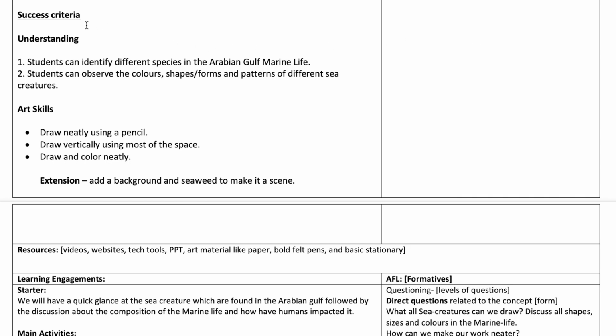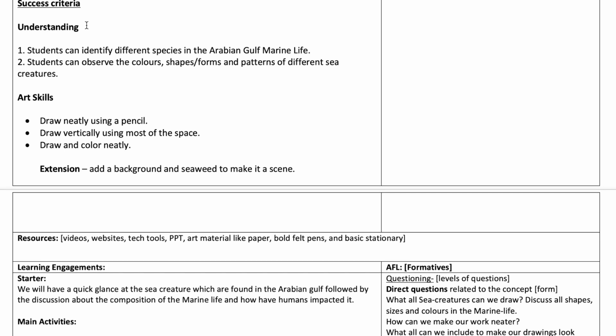Then comes the success criteria, where I divide it further as per the understanding, the conceptual and the skill based. Okay, so the conceptual one is students can identify different species in the Arabian Gulf marine life, and then the students can observe the colors, shapes, forms, and patterns of the different sea creatures. So they should be able to talk about it.